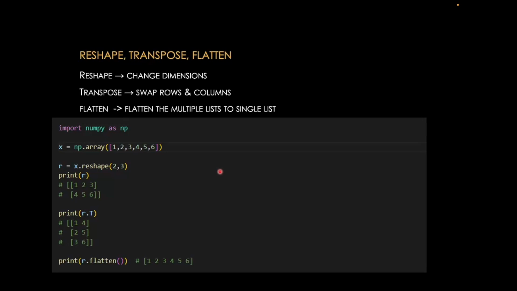Sometimes it is required to reshape the array. We can see X is a single dimension array, but if we want to make it two dimension, we can simply say reshape and provide the dimension, and this array will be reshaped accordingly. We can see it here. If you want to transpose it, then we can use x.T. T means transpose. If we want to revert it back to single dimension, we can use the flatten method. It will convert a multi-dimensional array into a single dimensional array.